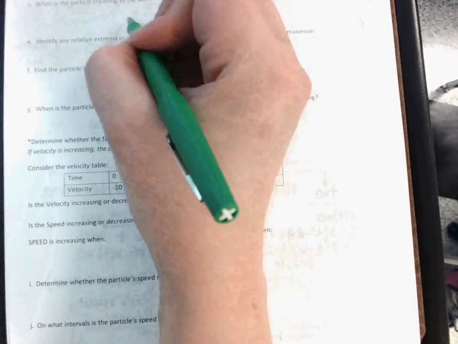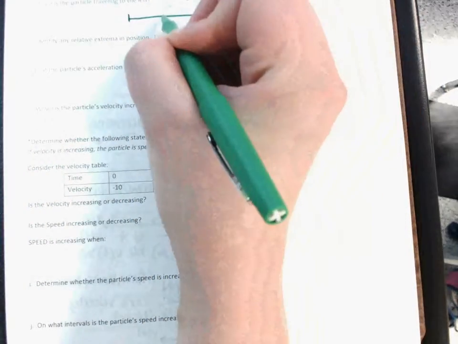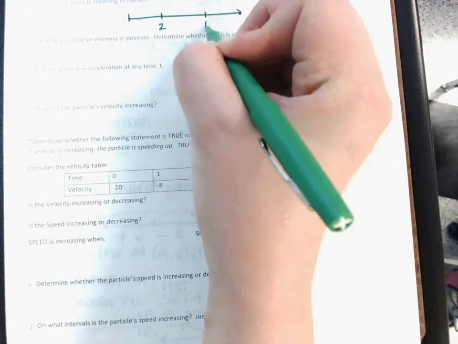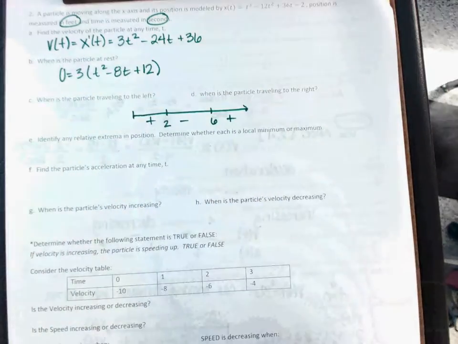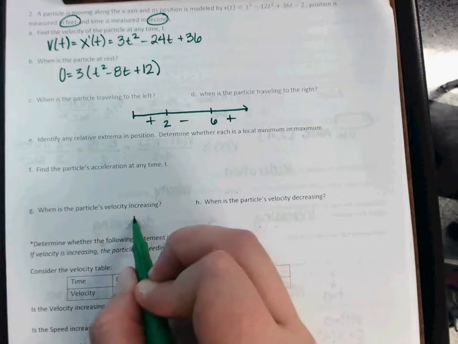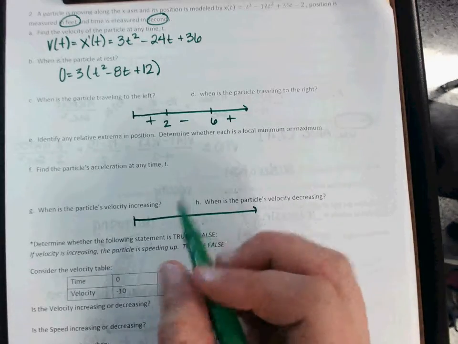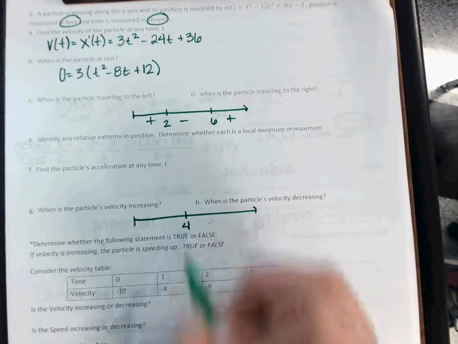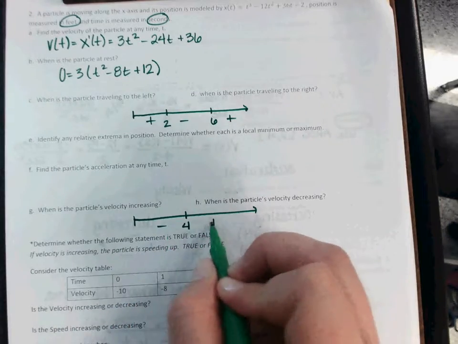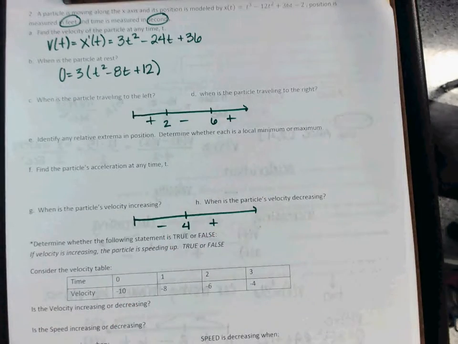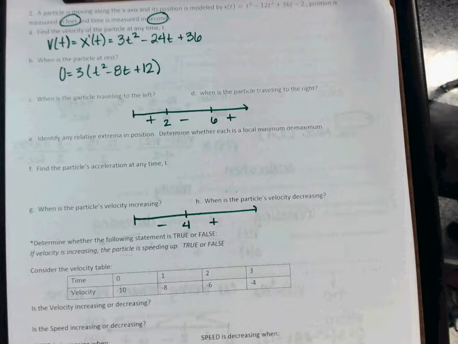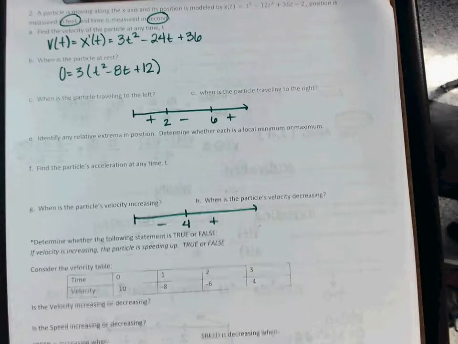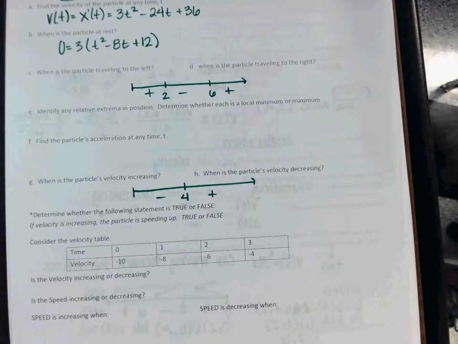Okay, so my first derivative test, we're going to just draw it. Remember your critical numbers were 2 and 6? And it went plus, minus, plus, yeah? Okay, then your acceleration, your critical number was what? Do you remember? 4. And it went minus, plus, yeah? Okay, so then remember, when I do my acceleration, that tells me if velocity is increasing or decreasing. Okay, come down to my little part right here that says true or false.